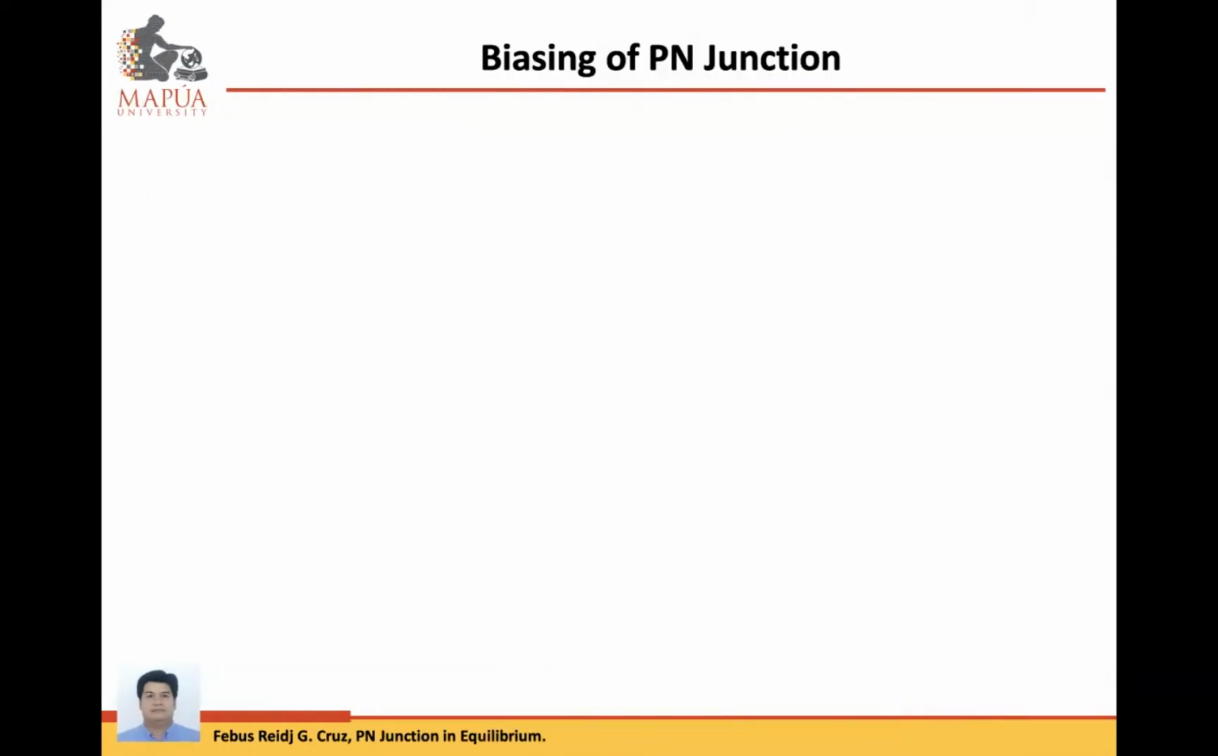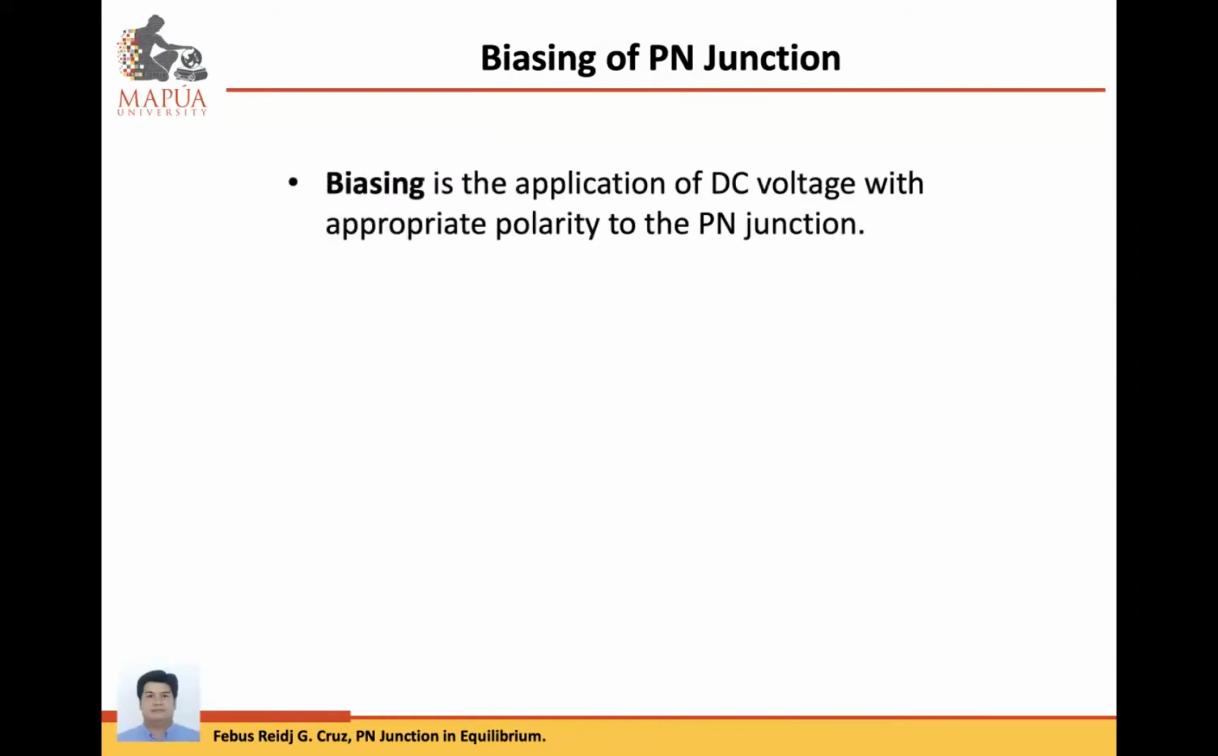So here is the biasing of PN junction. Biasing means the application of DC voltage with appropriate polarity to the PN junction. Okay, so biasing is the application of voltage with appropriate polarity. So that is the concept of biasing. In ordinary meaning, when you say bias, it means you have preferential treatment. You have a predetermined selection. That is our bias. So that comes in on the polarity.